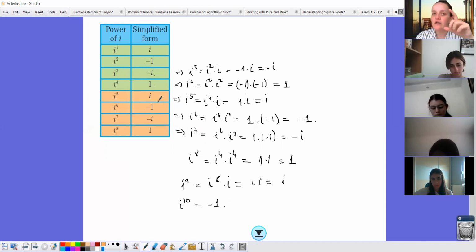In every 4 steps, or 4 units, it repeats itself. I, -1, -I, 1. I, -1, -I, 1. Always it will continue in this way. Because of that, for higher powers, we'll use the number 4 to find what our power is equal to, because in every 4 powers, it repeats itself.